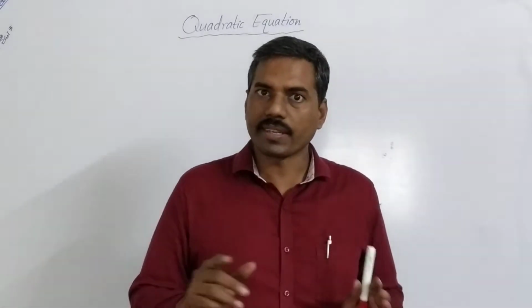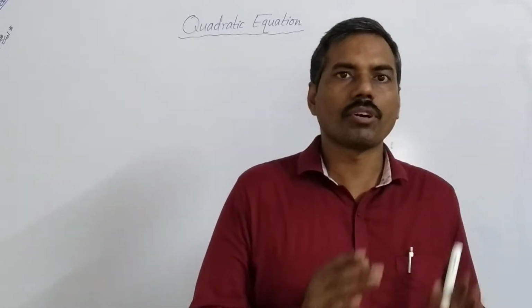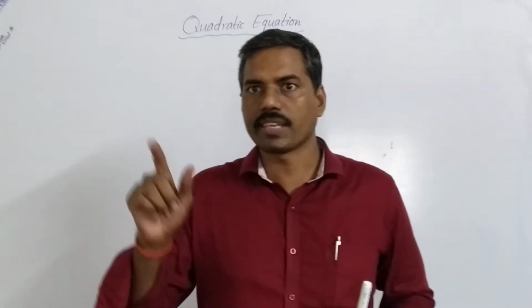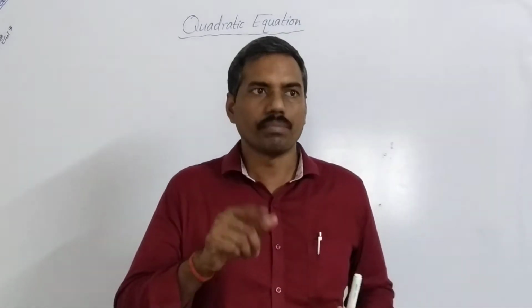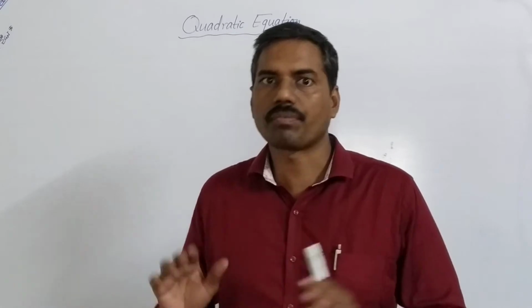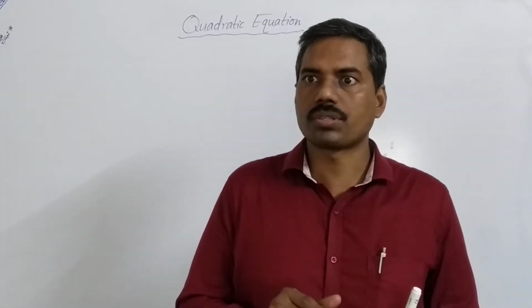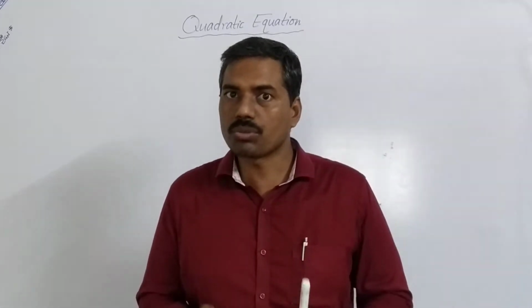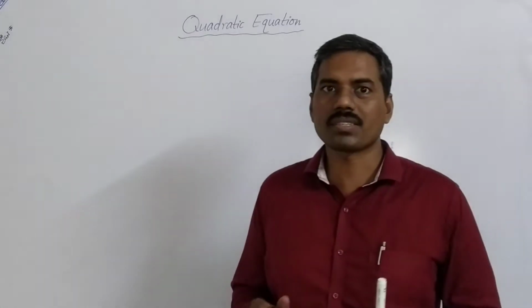Okay, first of all we define quadratic equation. After that we derive the formula known as x is equal to minus b plus minus under root of b square minus 4ac upon 2a, where x is the roots. The values of x are the roots of the quadratic equation. Okay, let us start to discuss all about quadratic equation.